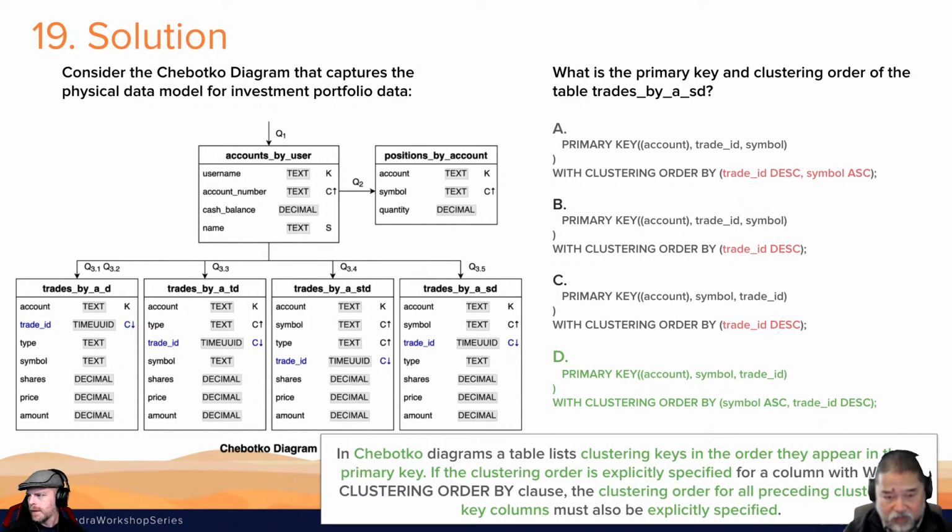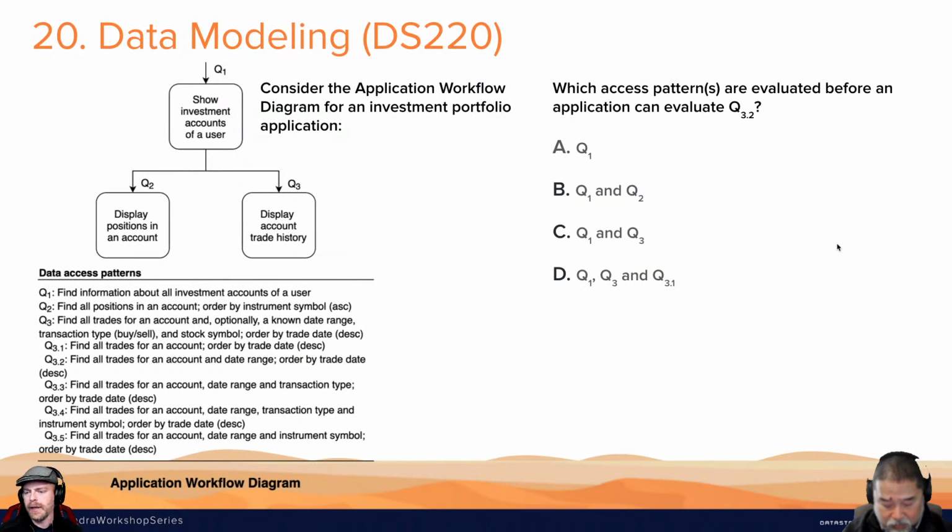Okay. All right, everybody, last question, question 20. All right, so consider the application workflow diagram for an investment portfolio application, and which access patterns are evaluated before an application can evaluate Q3.2.